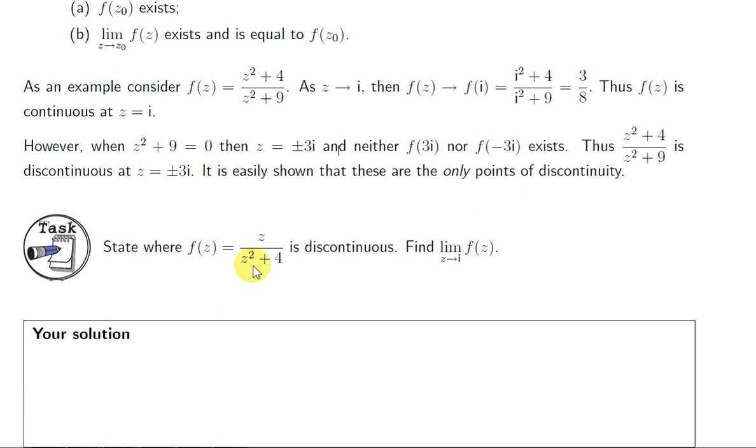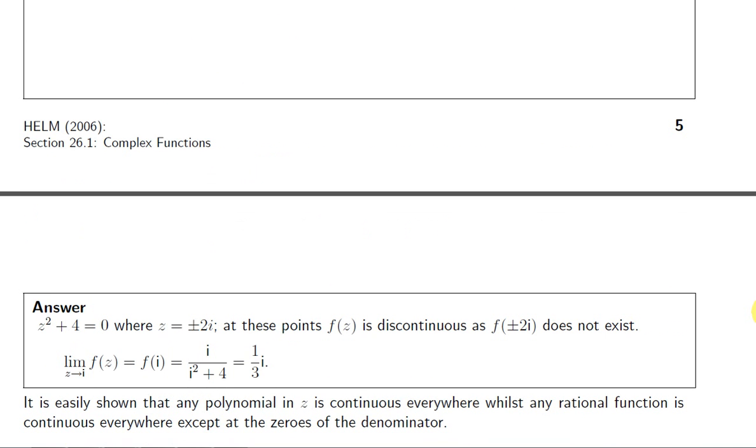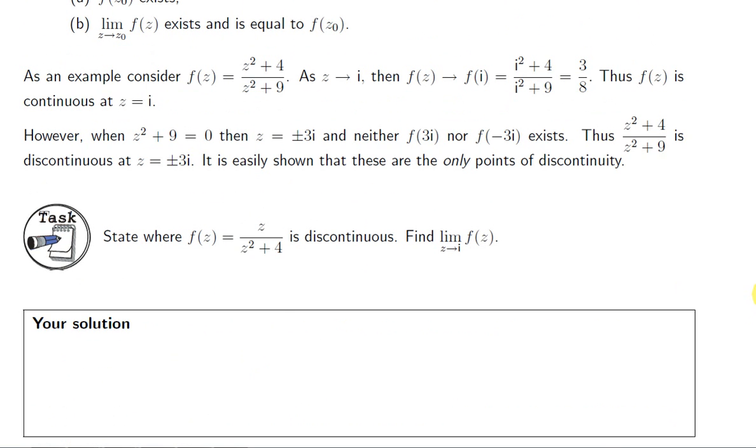Let's take this example. f of z equals z divided by z squared plus 4. Now, this function is discontinuous at the values of z that make the denominator 0. So we just set the denominator equal to 0. We solve this equation. We get the square root of minus 4. That's the square root of 4 times the square root of minus 1, which is plus or minus 2i. Now, these are actually the only 2 points at which the function is discontinuous. Now, I won't prove that.